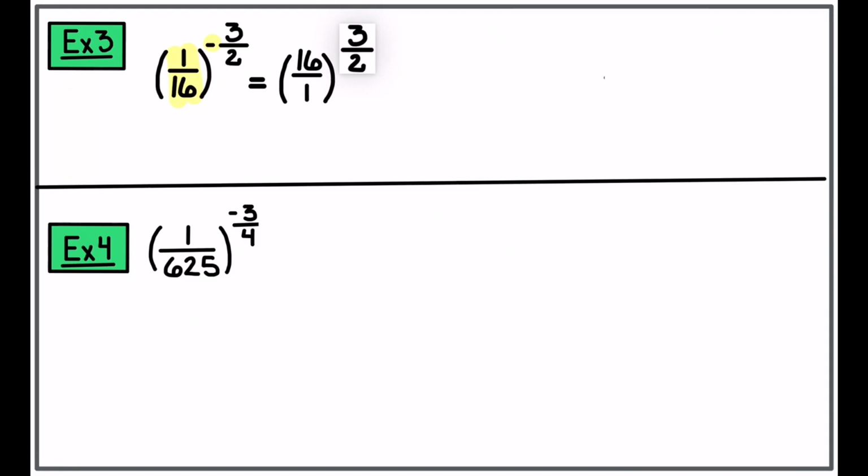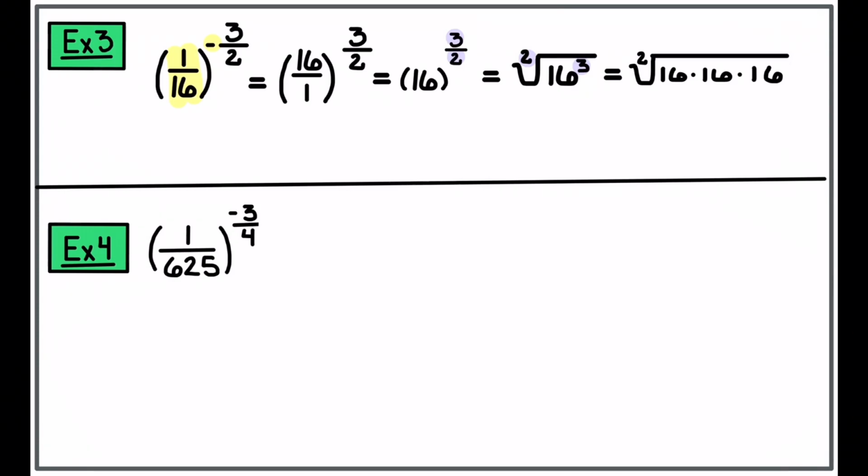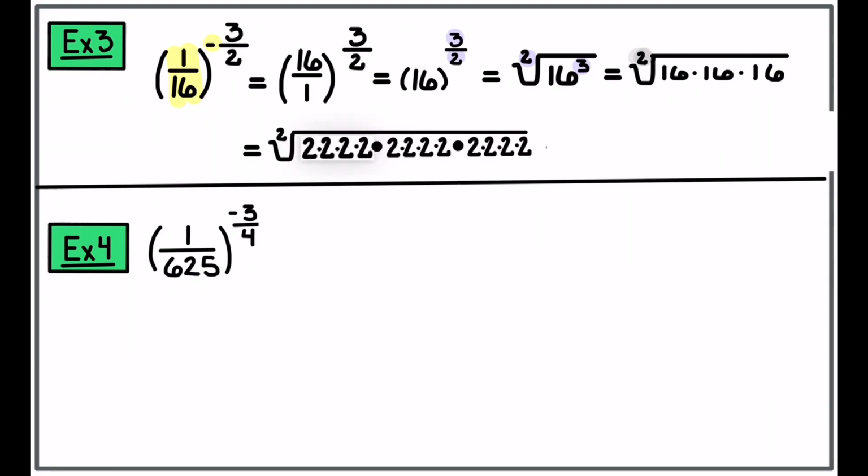Next, I'm going to simplify 16 over 1, and 16 divided by 1 is just 16. Let's change from exponential form to radical form. The inside-out method: the 3 in the top goes on the inside and 2 on the bottom goes on the outside. I need to expand so that I can simplify this root, and each one of these 16s is 2 times 2 times 2 times 2.